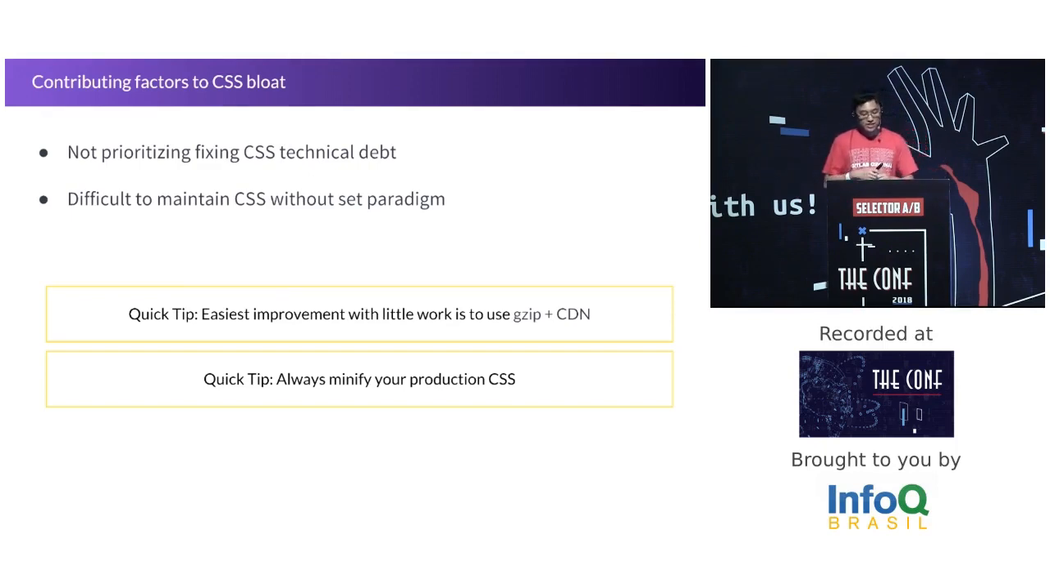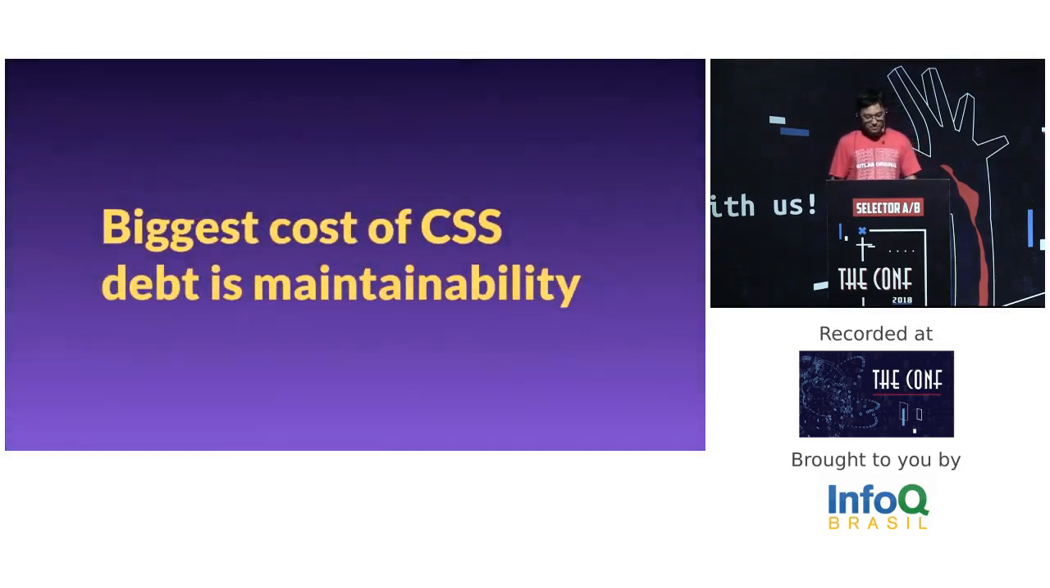That's what I'm trying to say. So one way, if you haven't done it, is to gzip your CSS and to add a CDN. That will decrease the time it takes to load your CSS on the browser. It's a big win for a small amount of effort. And the other thing is to always minify your production CSS. So that's two key ways that take a little bit of effort, but the gains are a lot bigger compared to other things that you can do to improve your CSS.